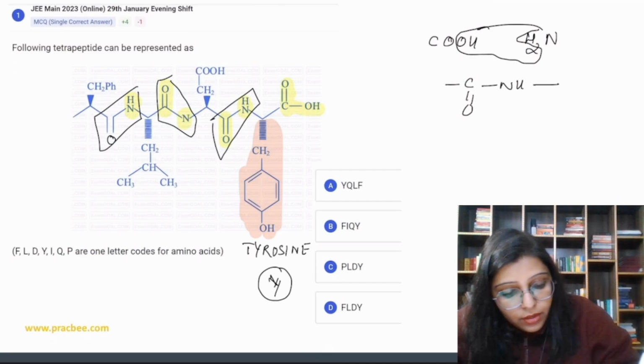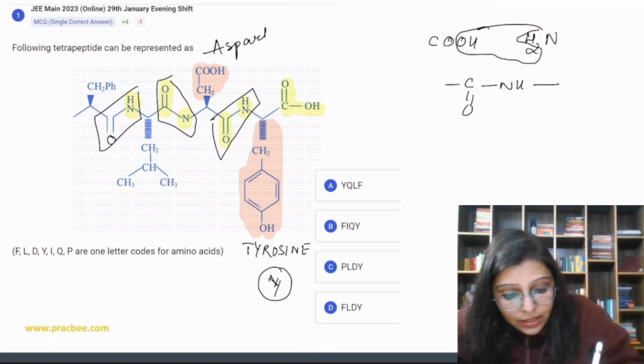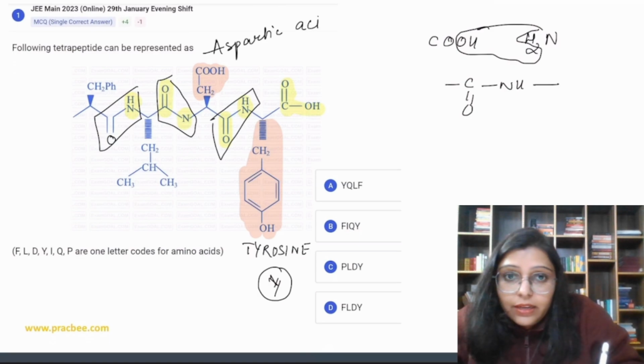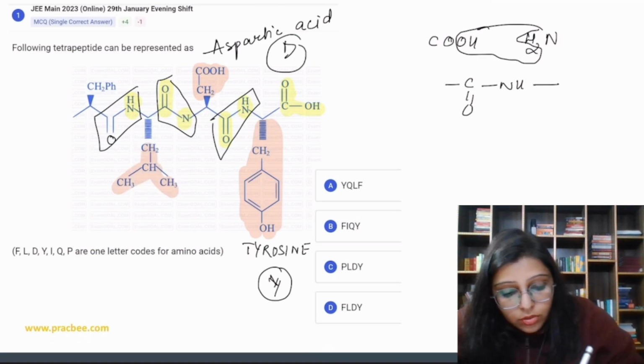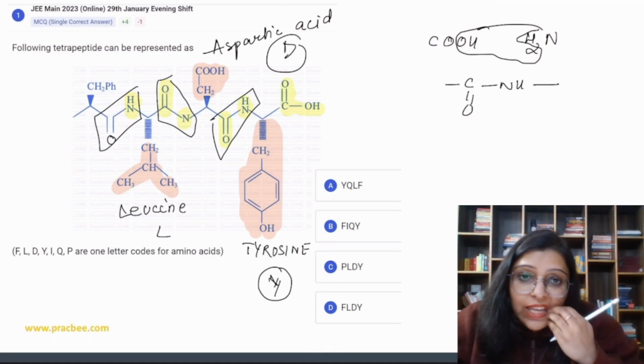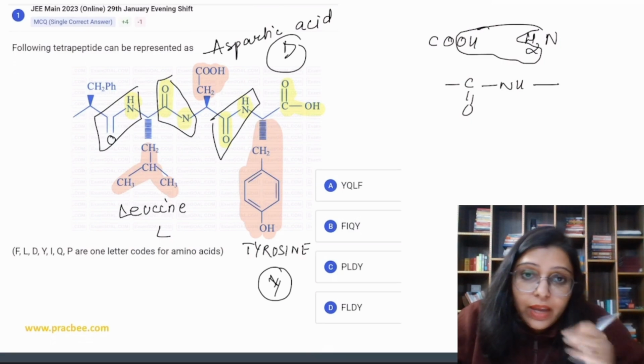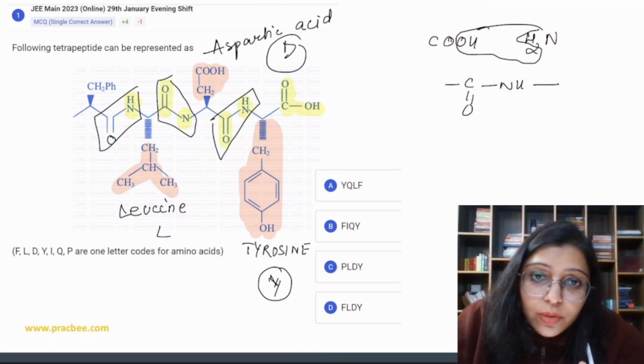Then we have this group, CH2COOH. So this is for aspartic acid, and the letter code is D. Okay. Then we have CH2CH(CH3)2. So this is for leucine. So the letter code is L. Okay. As per this, we can have either C or D.